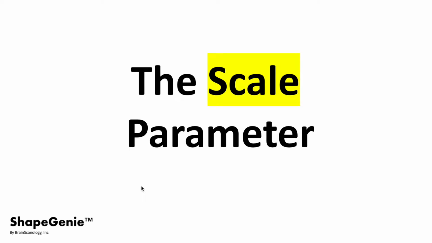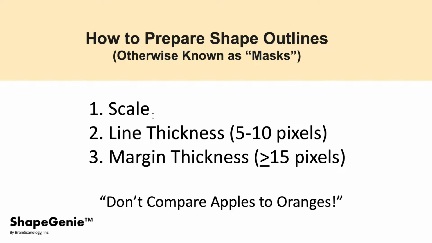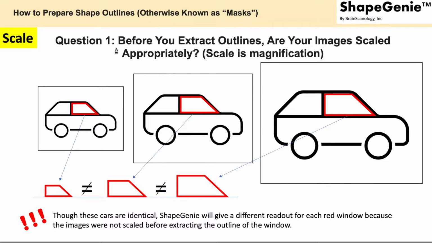So this video is about the scale parameter, which is the first of three considerations to keep in mind when preparing outlines to feed into Shape Genie. The first question to ask is, before you even extract outlines, are your images scaled appropriately?